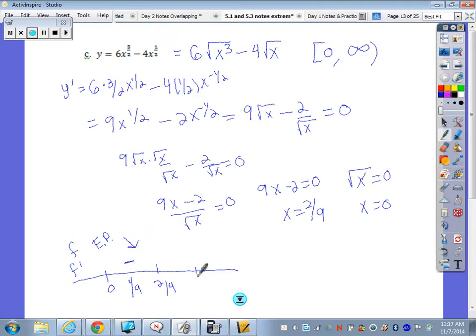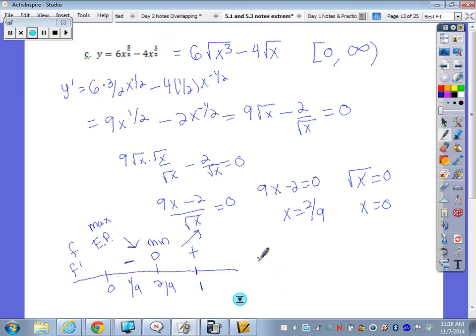Then I'm going to try an easy value like 1. If I plug 1 in here, 9 minus 2 is 7 over 1. That's a positive number, and so this is increasing. This is my 0. So 2/9 is a min because my function is decreasing, then increasing. 0 is a max because my function started up and then it's decreasing.